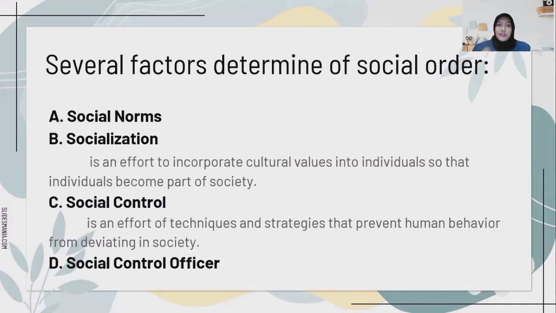Several factors determine social order. A. Social norms. B. Socialization. Socialization is an effort to incorporate cultural values into individuals so that individuals become part of society. C. Social control. Social control is an effort of techniques and strategies that prevent human behavior from deviating in society. D. Social control officer.